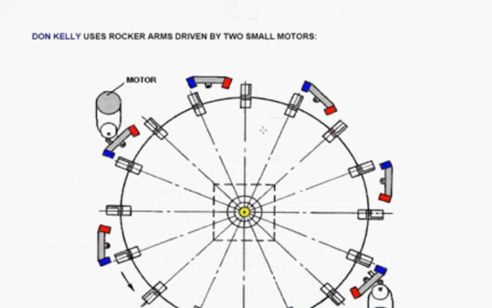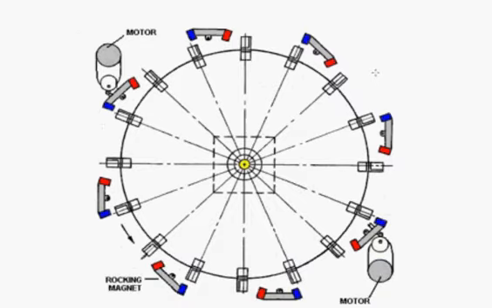Now, that idea of moving a magnet that is a stator magnet so that it doesn't get in the way is very common. This one here is from Don Kelly of the US. He demonstrated this maybe 20 years back. He uses two motors connected to a whole series of rocker arms. And the rocker arms have got magnets attached to their ends. And when the motors are run slowly, the large disc in the middle starts to rotate.